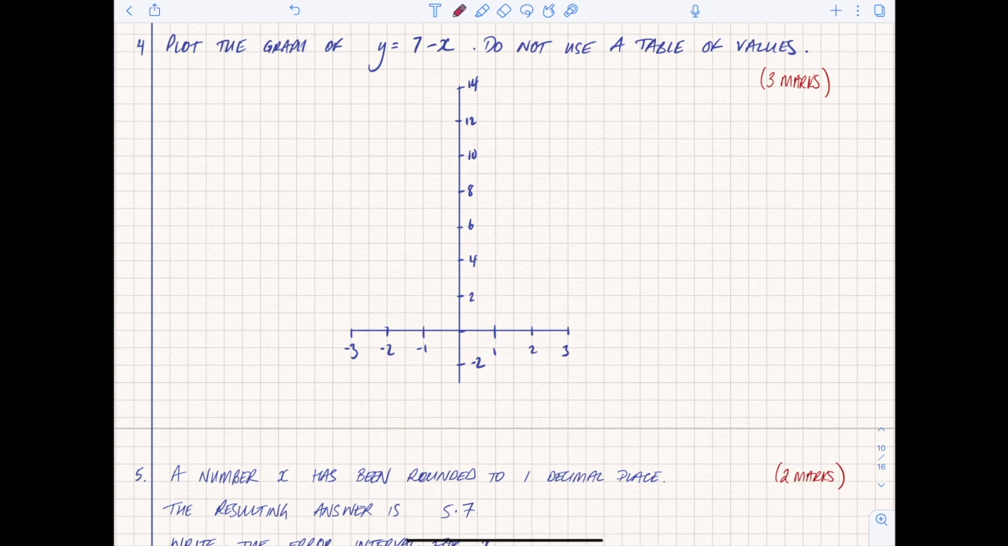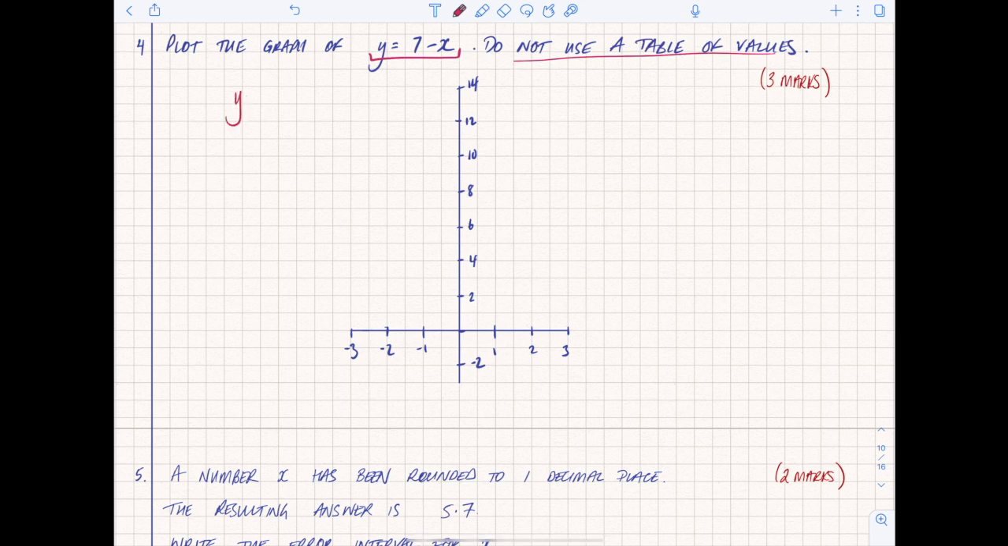Question 4, we're now moving on to plotting the equation of a line. Okay, so from here it very clearly says do not use a table of values. So when I say a table of values, we're looking at something like this. So it would be -3, -2, -1, 0, 1, 2, 3. So we're not going to use a table of values to do this now. What we're going to use is just this information here. And by using that information here, we're just going to plot the points.